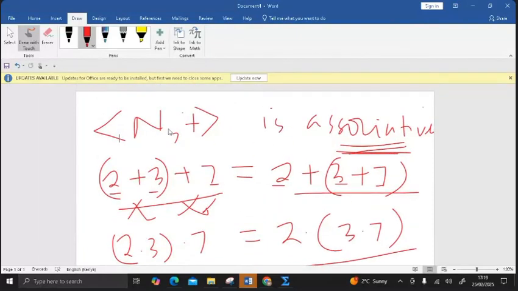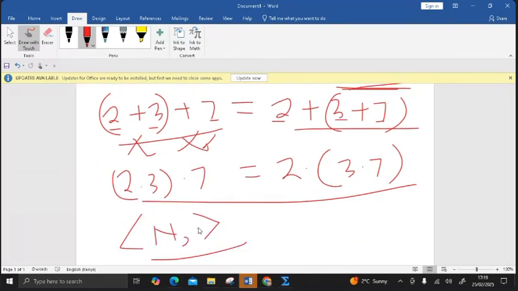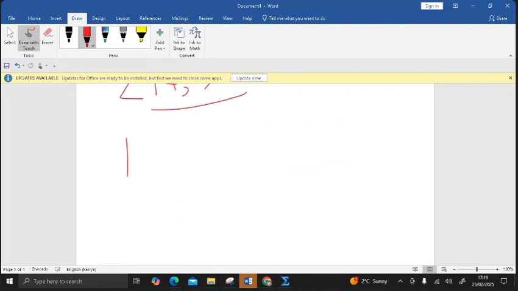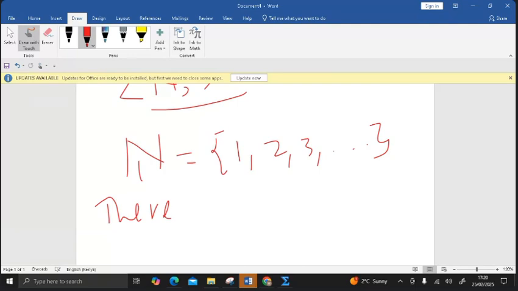Just to go back to this document here, when we're talking about the set of natural numbers, we have one number that when you multiply by any other natural number, you'll always have that number. So we're talking about this multiplication. Which number is that? In the set of natural numbers, we have 1, 2, 3, and that continues.